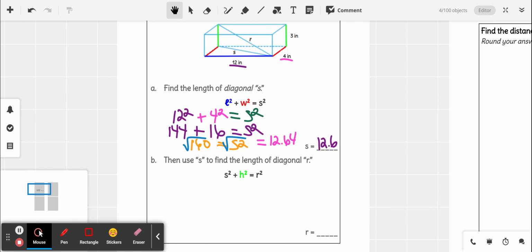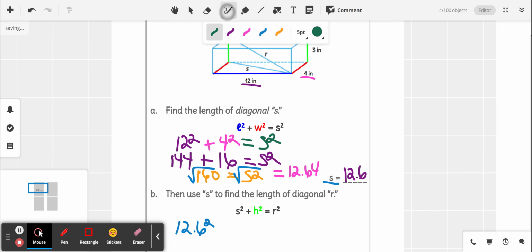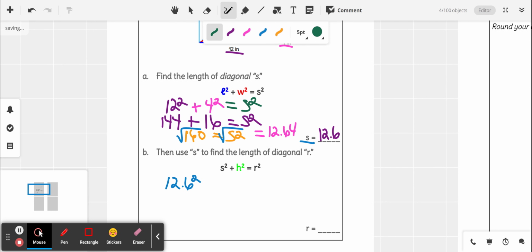Moving on, we have to solve for R. R is our other diagonal that goes right through the center of our box. For this one, we are going to take our S, so we have 12.6 squared. We are going to add that to our height. If you scroll up, you notice that our height is 3 inches. So we will do plus 3 squared and make that equal to r squared.